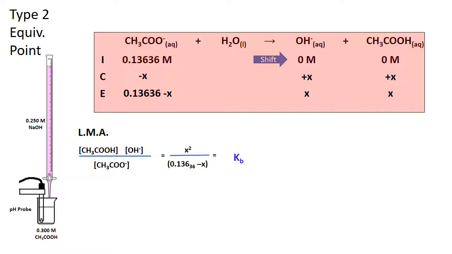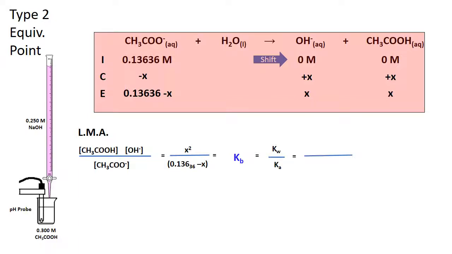And this all has to equal, very importantly now, K sub B. We were given K sub A for the weak acid equilibrium, but this is a weak base equilibrium, and we cannot use a K sub A value where a K sub B value is required. However, getting the K sub B value is relatively easy because you only need to remember that K sub B is equal to K sub W, a value that we know, divided by the K sub A value, something that we were given.